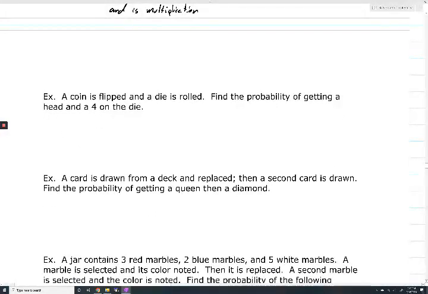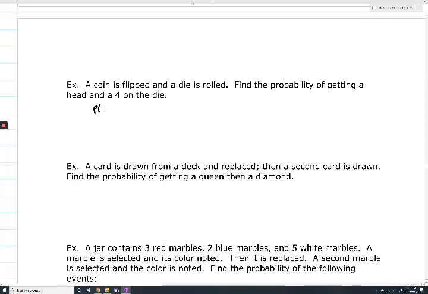So a coin is flipped and a die is rolled. Find the probability of getting a heads and a 4. Coin is flipped, die is rolled. Those are independent events. And so we're finding the probability of A and B. Coin is flipped and we're looking for a head, so that probability is 1/2, times the probability of getting a 4, which is 1/6, which is equal to 1/12.